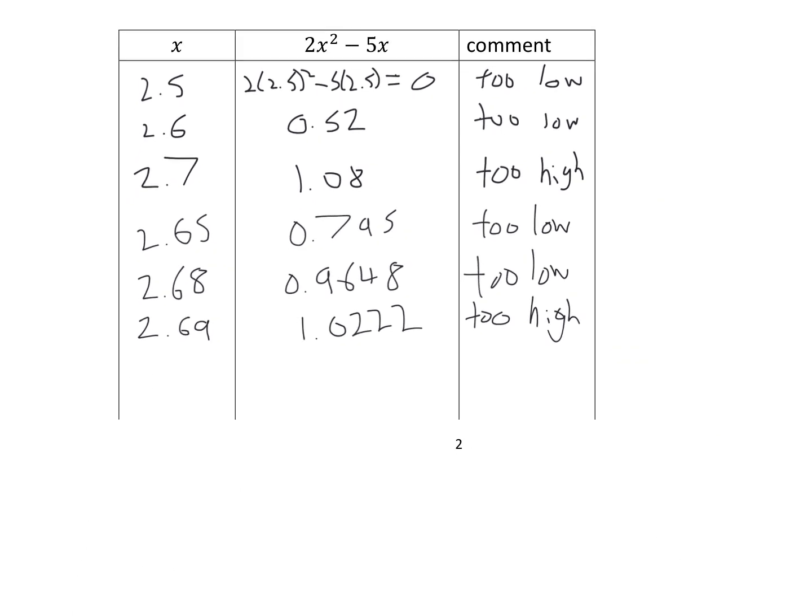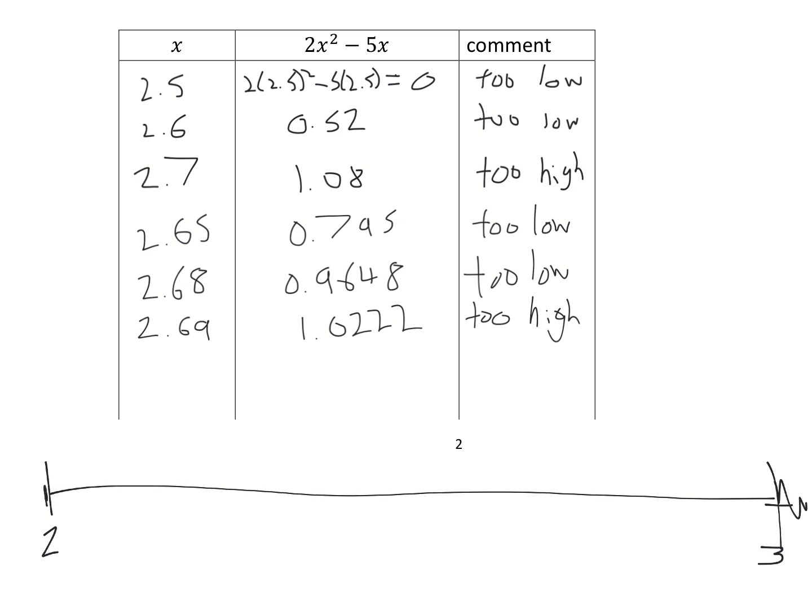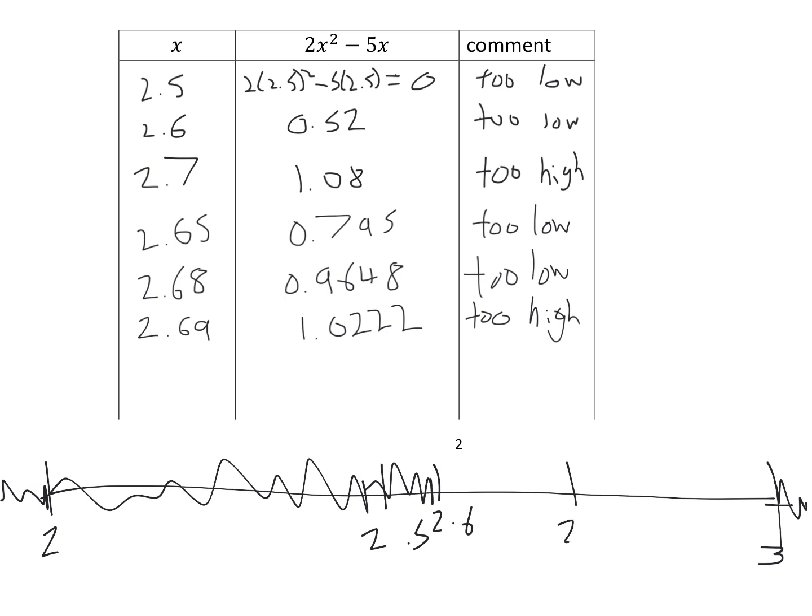Okay, so let's look at this on our number line just to see. We were told at the start it was between 2 and 3. It wouldn't be bigger than those, so anything bigger or smaller, you can forget about it. We tried 2.5, and that was too low. We then tried 2.6. That was still too low. And 2.7, and that was too high. So we know our answer is between 2.6 and 2.7.